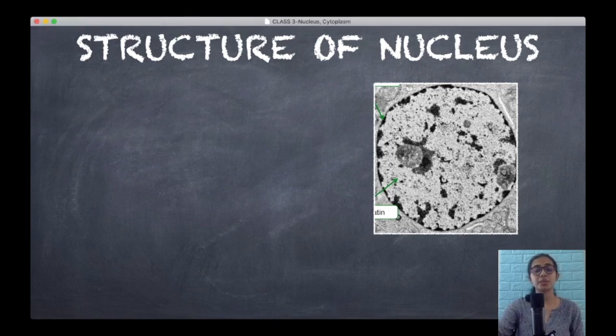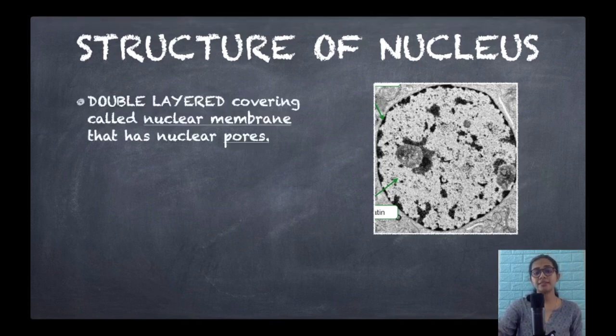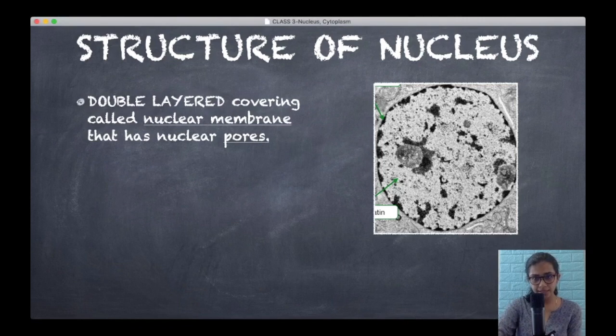So, first let's take the nucleus and see its structure. As we already saw, it has a double layered covering called the nuclear membrane that has nuclear pores. I don't know if you can see it clearly here. This is the microscopic image of the nucleus, and this is the double membrane. In between, you can see small pores. We'll see even more pictures, so that will be clear.